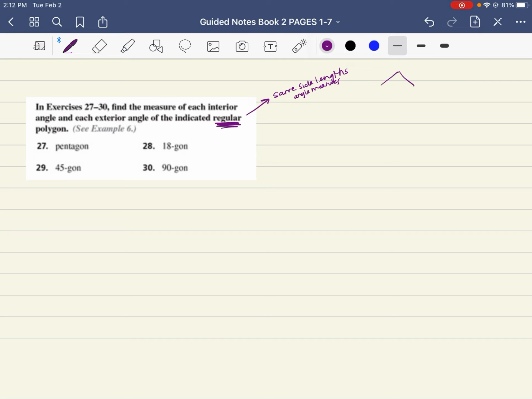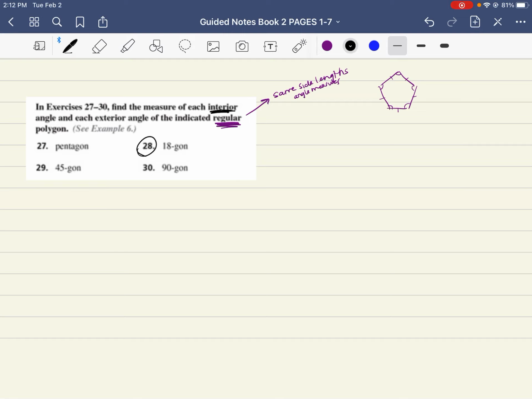So if you think about it, and I can't draw these very well, but if this is a pentagon, oh yikes, and they're all the same length, they're also going to have the same angle measures all the way around, because none of them are skewed, kind of like my picture looks. So let's just look at one of these, and maybe I'll look at number 28. Number 28 says it's an 18-gon.